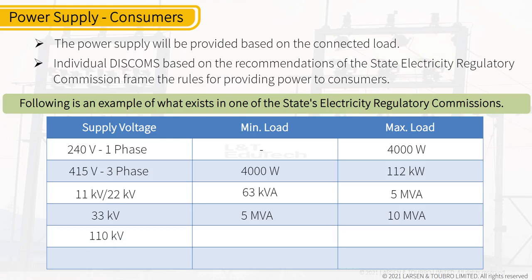A 110 kV 3-phase connection will be provided for loads between 10 MVA and 50 MVA. A 230 kV 3-phase connection will be provided for loads greater than 50 MVA.